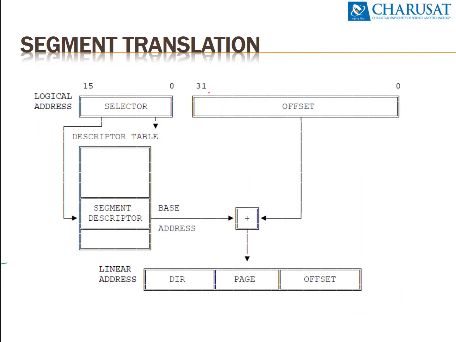Now we are going more ahead on segment translation. This 16-bit selector value is nothing but the code segment register, and this is the offset, nothing but the index pointer. Now this value of selector, which is 16-bit, points to an index into a descriptor table. The descriptor table is a part of memory, and each entry of the segment descriptor table is a segment descriptor, which is 64-bit in length.